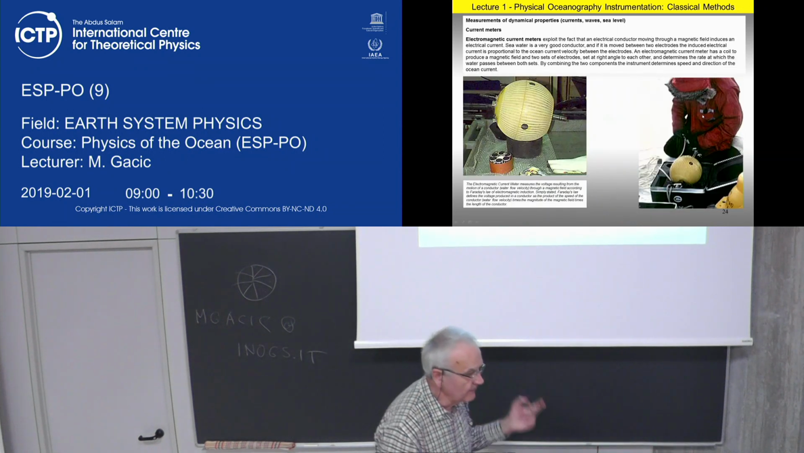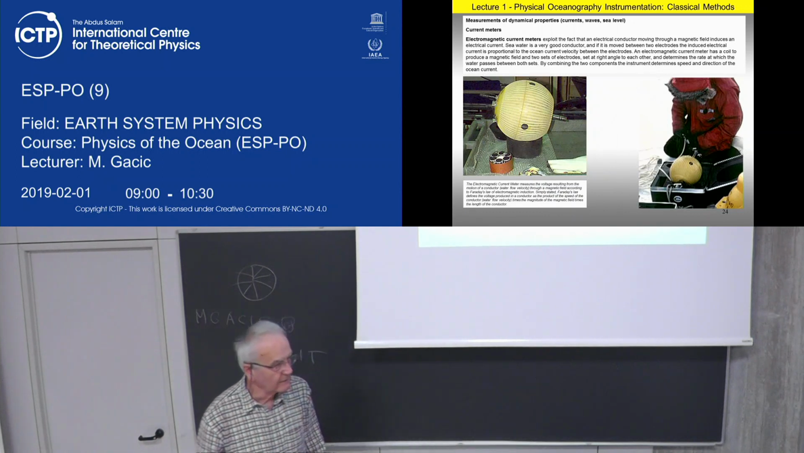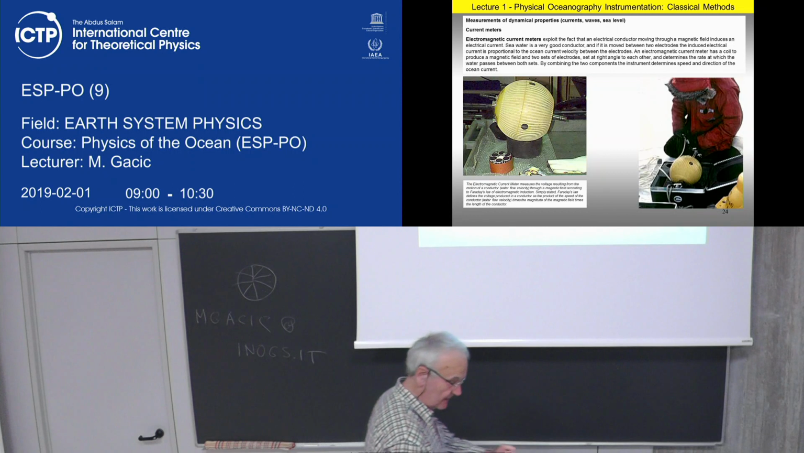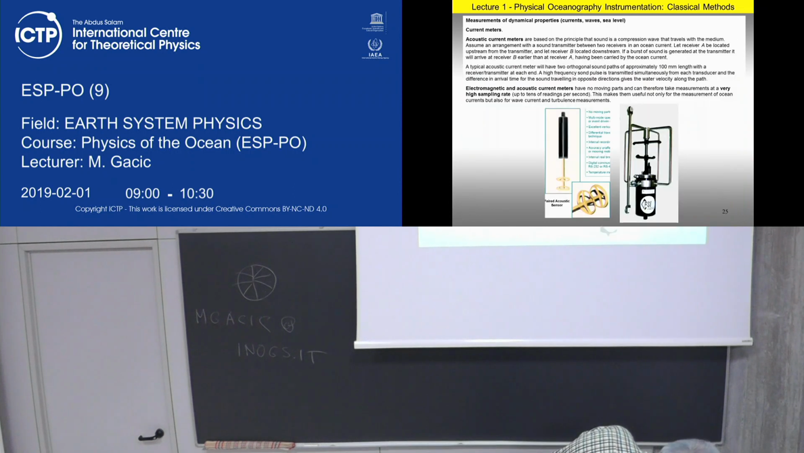These are another type of current meter measurement instrument: electromagnetic current meters. They practically measure the voltage resulting from the motion of a conductor, practically water velocity, through magnetic fields according to Faraday's law of electromagnetic induction. So this is another type of instrument for current measurements. We can go ahead.